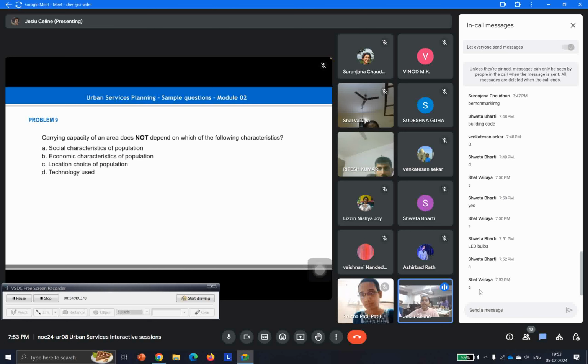Problem 9, carrying capacity of an area does not depend upon which of the following characteristics? A, social characteristics of the population. B, economic characteristics of the population. C, location choice of population. And D, technology used. So, first, before we answer this, what do we mean by carrying capacity? Anybody?